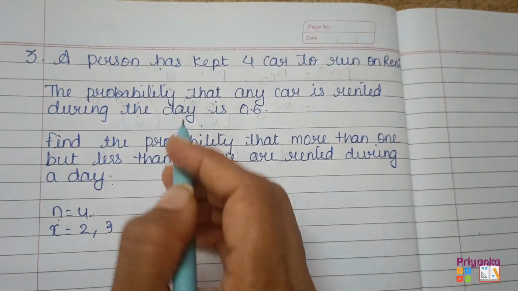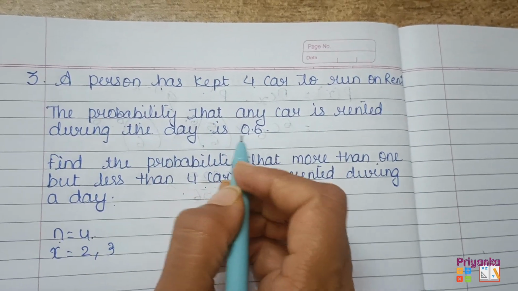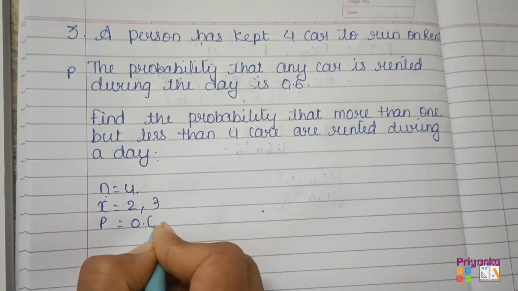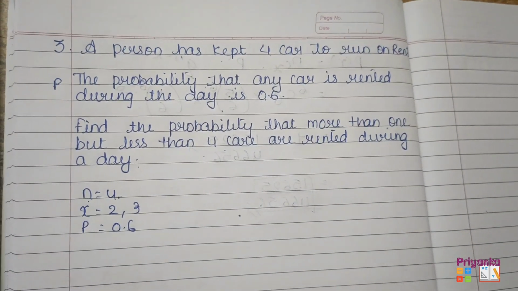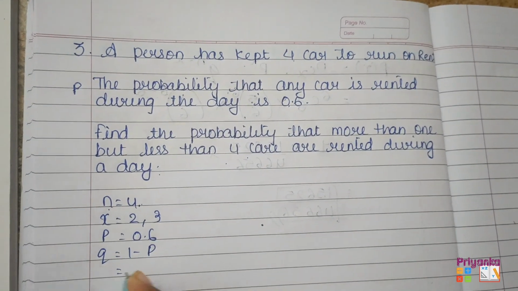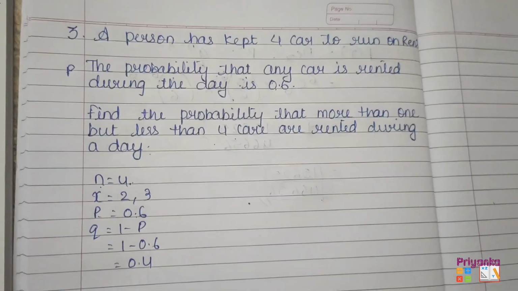Next we need to find out: it is given the probability that any car is rented during the day is 0.6. That will be denoted as p, that is p is 0.6. Now only q is left to be found. For q, q equals 1 minus p, which is 1 minus 0.6, that is 0.4.